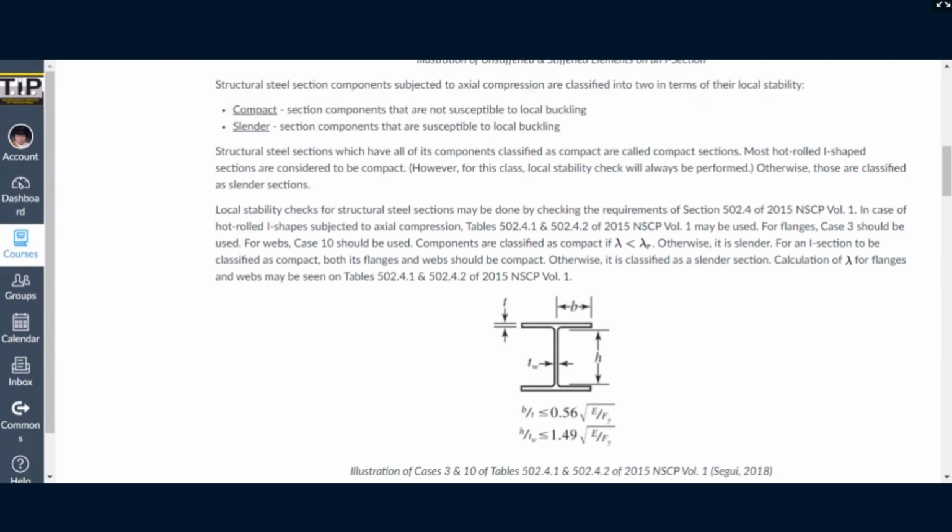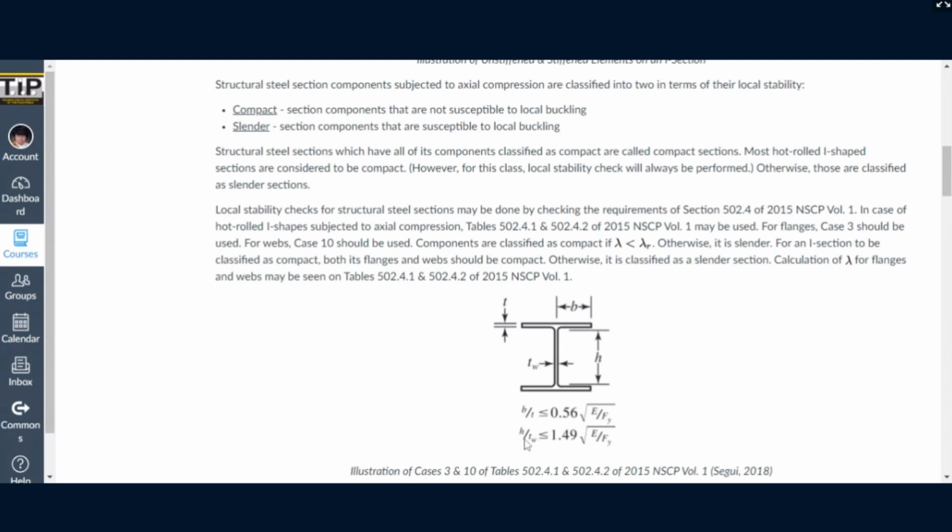So, when we say compact, these are section components that are not susceptible to local buckling. While slender, these are susceptible to local buckling. Okay? So, paano natin malalaman kung compact yung component natin or not? So, we actually compare yung width thickness ratio. So, for the flange, the width thickness ratio is B over T. Yung B is half of the flange width. If you see yung diagram natin, over yung thickness ng flange.